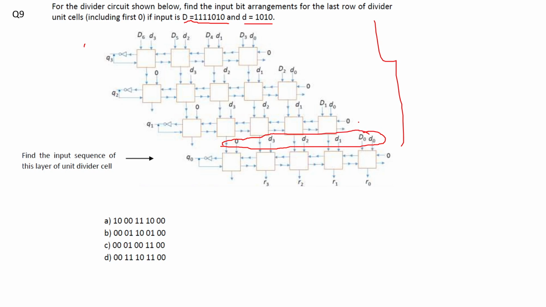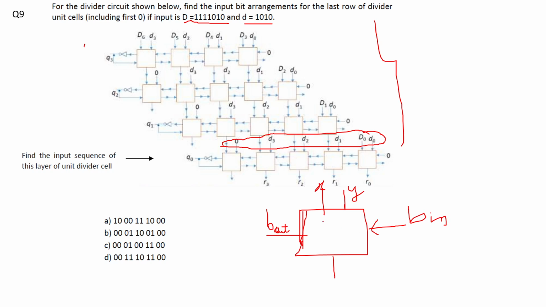So before we move forward in solving the question, I would like to show this. This is a unit cell. You might have seen it in your lecture. Here we have inputs X and Y. Then we have outputs: here I have output B out, and here I have output B in.